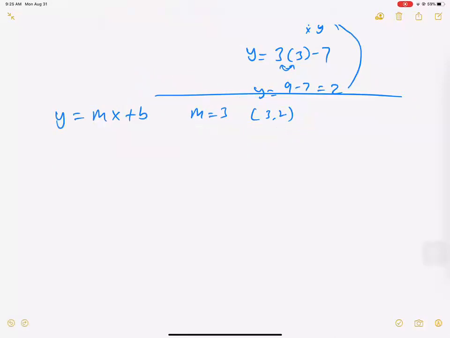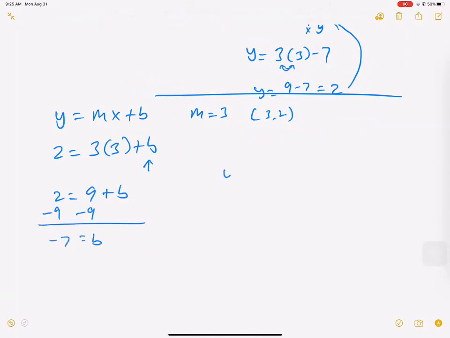And that's 100% okay. 2 is equal to 3 times 3 plus b. And we don't know what b is. That wasn't given. So 2 is equal to 9 plus b. Get rid of the 9. Opposite of plus 9 is minus 9. b is equal to -7. y is equal to 3x minus 7.